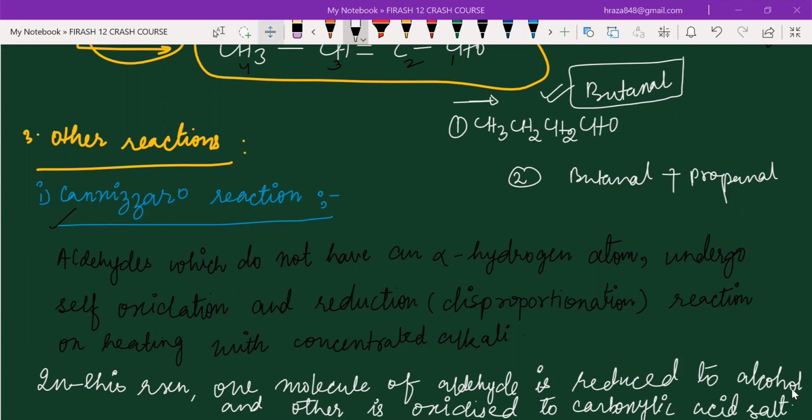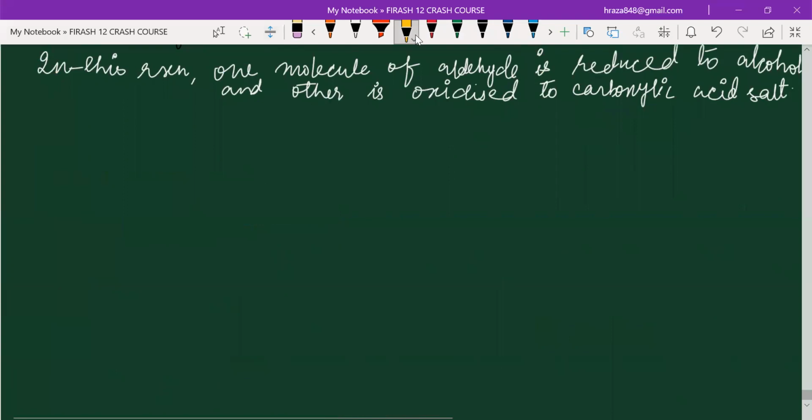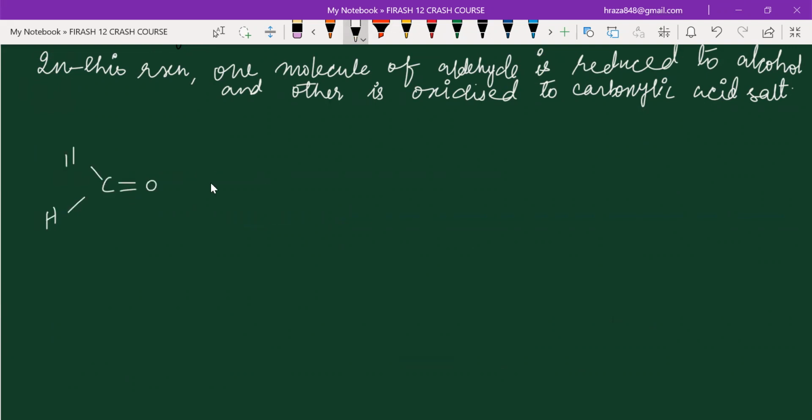Okay. So it's very easy. First of all, the Cannizzaro reaction will only take place when there is no alpha hydrogen. Now, how will the reaction take place? Like this is your methanal, which has no alpha hydrogen. So you are going to take 2 moles of an aldehyde which has no alpha hydrogen, and you are going to react this with concentrated KOH, and then you are going to give heat to this.